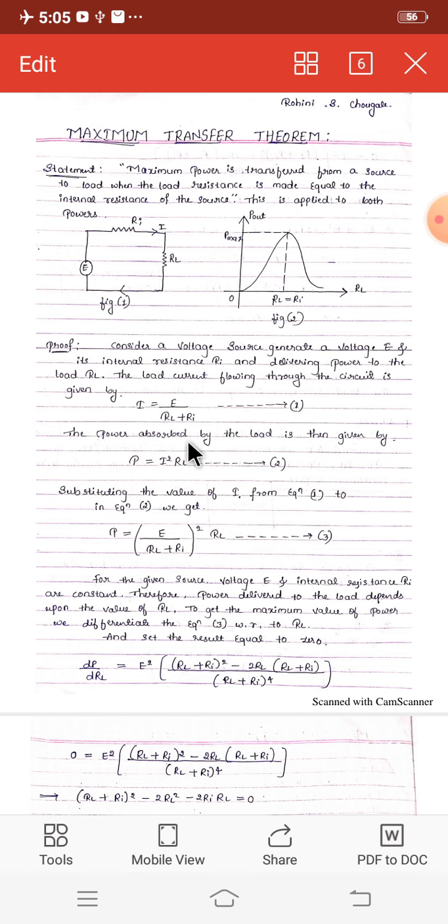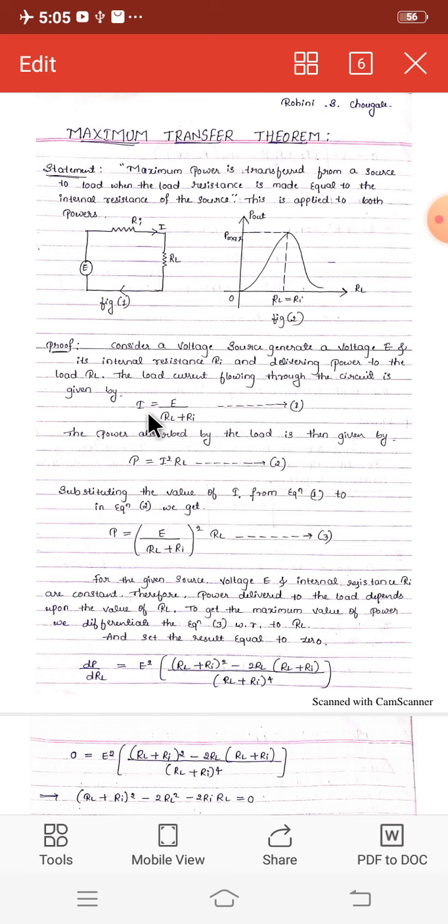The power absorbed by the load is given by P equals I squared R. Already we know the formula. So P equals I squared RL, because it is applied to the load only. Consider this as expression number 2. So this is the expression for current, this is the expression for power. Substituting the value of I from equation 1 into equation 2 we get the following.